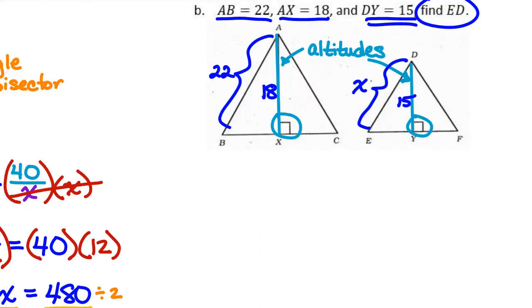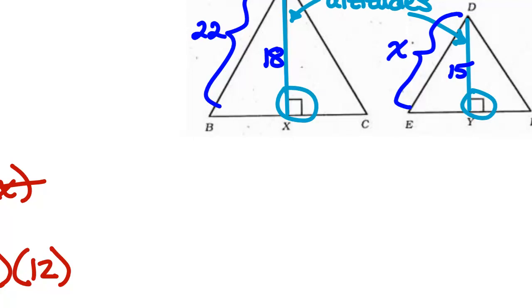Altitudes are proportional to corresponding sides. How big are the altitudes again? 18 and 15, so I have to make a fraction out of those two. We got to make a fraction out of the 18 and the 15. We get to decide which number goes on top. Which one do you want on the top, the 18 or the 15? 15 sounds good. That's the first thing I heard. There is no wrong choice there. All right, so 15 over 18.